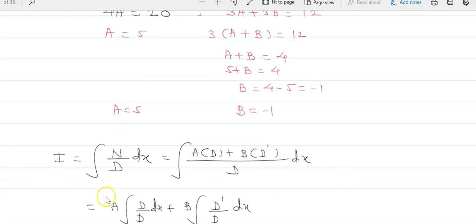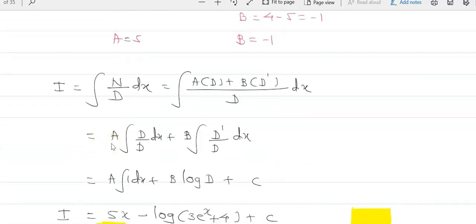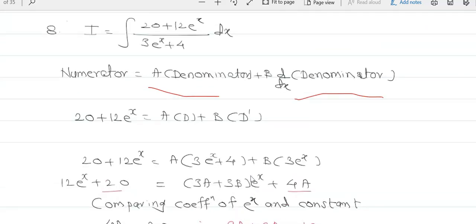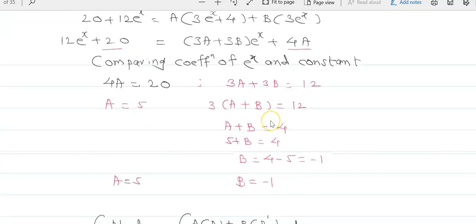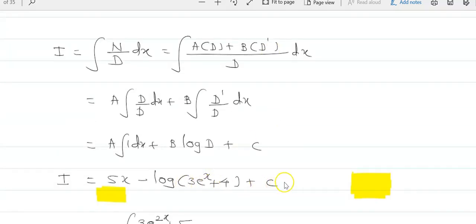Therefore, our integral I is equal to integral of numerator upon denominator. Numerator is expressed as a into d plus b into derivative of the denominator upon d. Separate it, then you will get a integral d upon d dx, which is 1 dx, and the value of a is 5. Integral of 1 dx is 5x. And the next is b d dash upon d. It's b log of d plus c, where d is the denominator, that is 3 e raised to x plus 4, plus c.